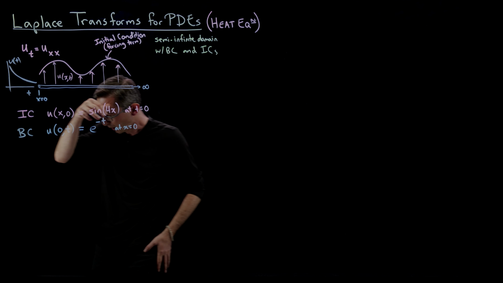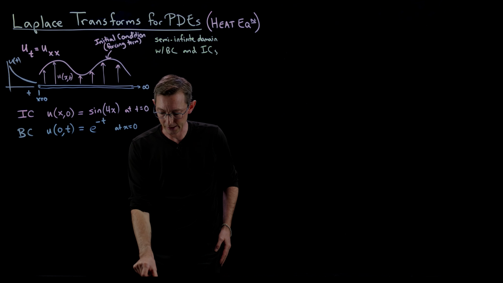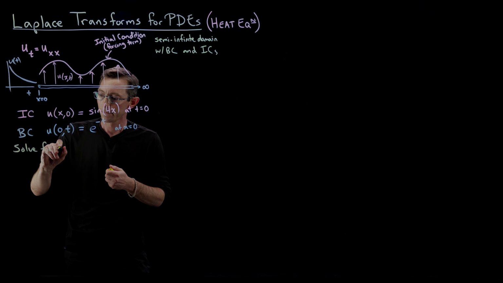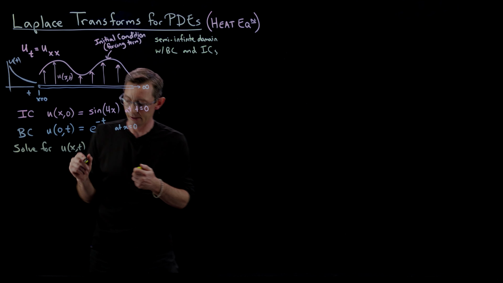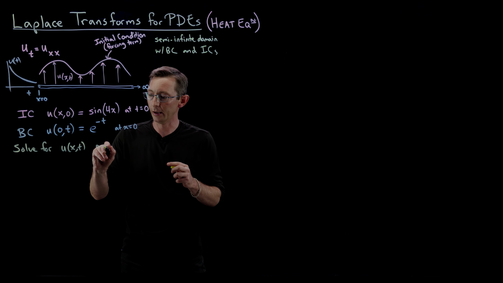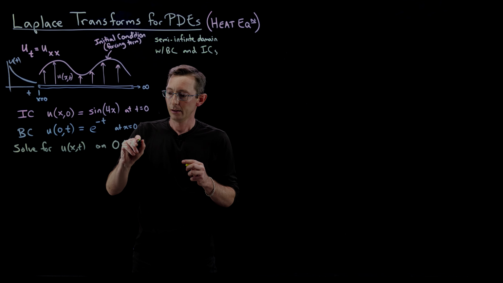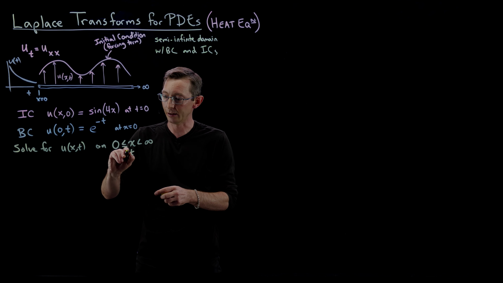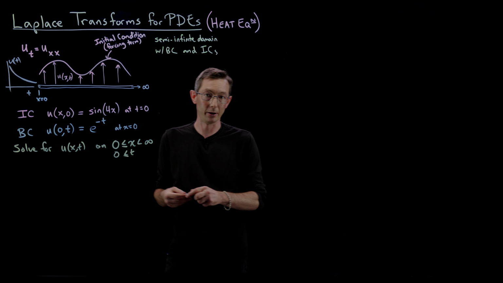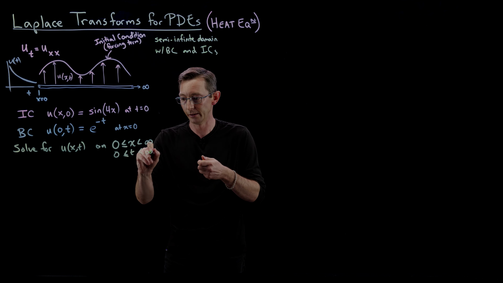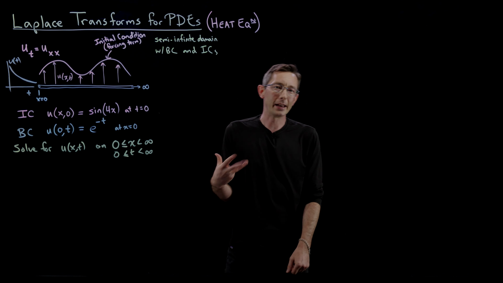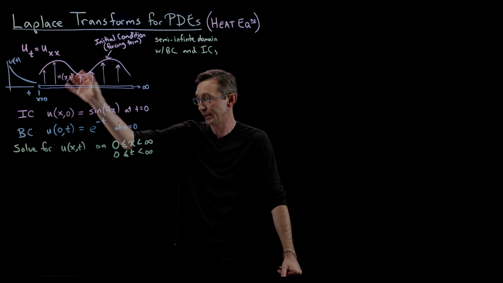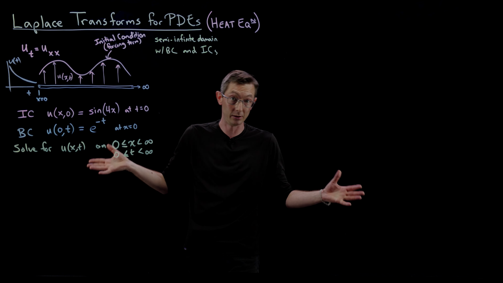Good. OK, so the goal now is we're going to solve for u of x comma t on the domain where x is greater than or equal to 0 and less than infinity, and time is greater than or equal to 0, and also less than infinity. Now, here's where it gets kind of interesting. So we're going to Laplace transform this PDE, and we're going to use these initial conditions and boundary conditions to try to solve this system.